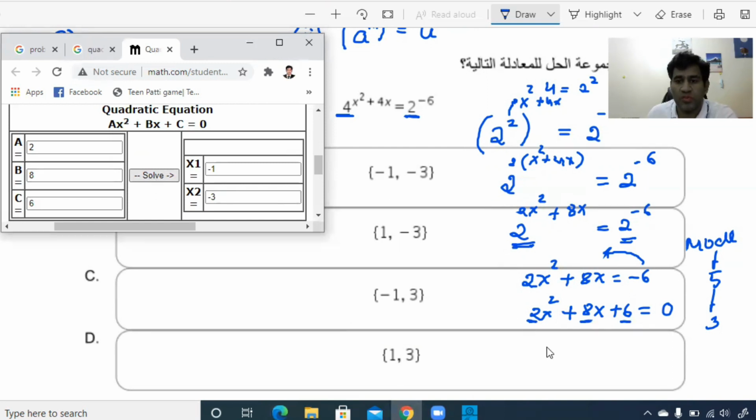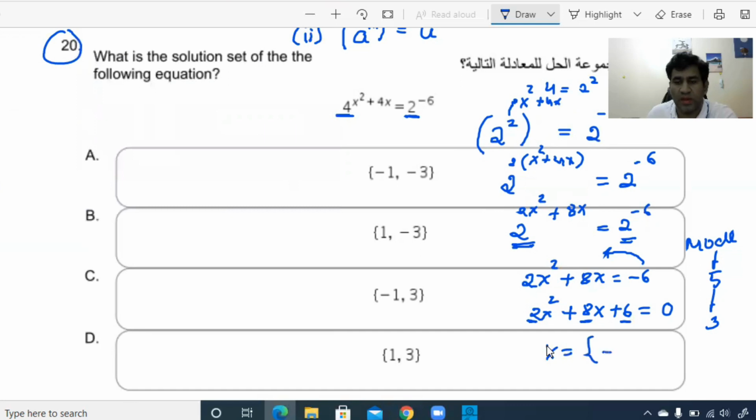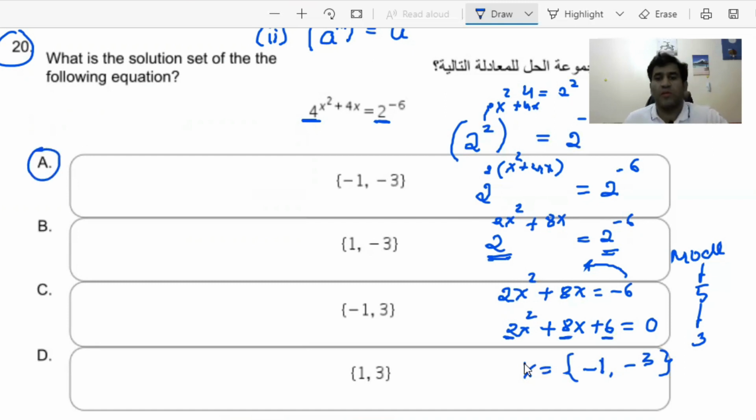The values of x, the solutions here, are -1 and -3. So which option gives you the two values of x, -1 and -3? That is option A. So this is the right answer to the question and this is the way of solving.